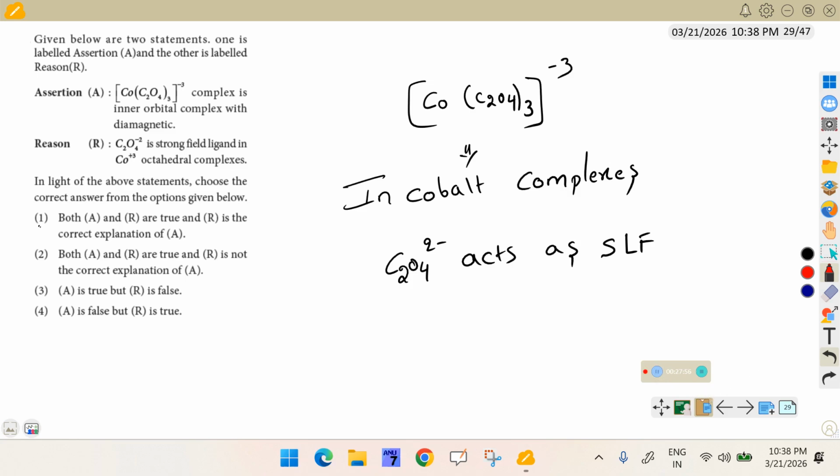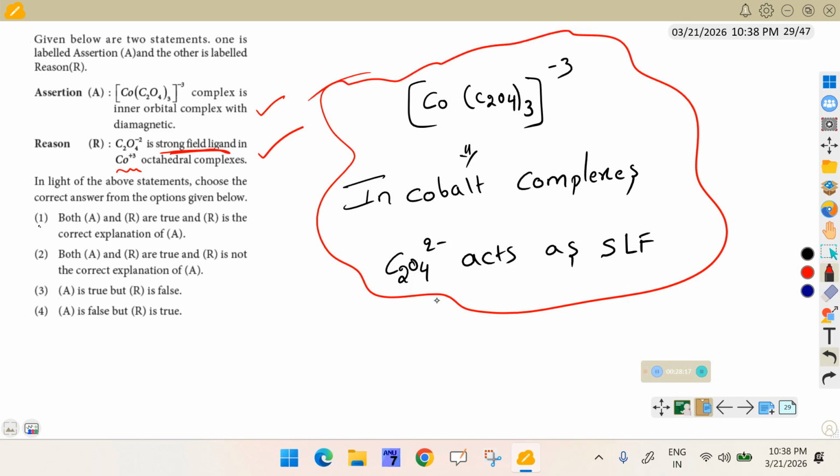Assertion: the [Co(C2O4)3] 3 minus complex is an inner orbital complex with diamagnetic behavior. Correct. Reason: C2O4 2 minus is a strong field ligand, and Co3 plus, this is also correct. In cobalt complexes, oxalate ion acts as a strong field ligand. A is true, R is true, R is the correct explanation for A.